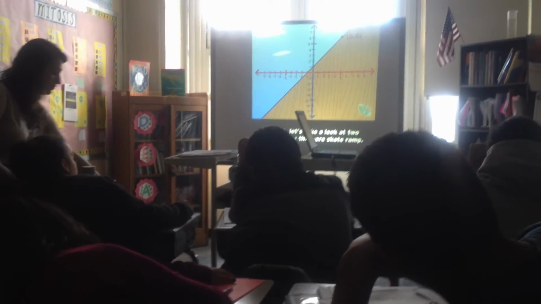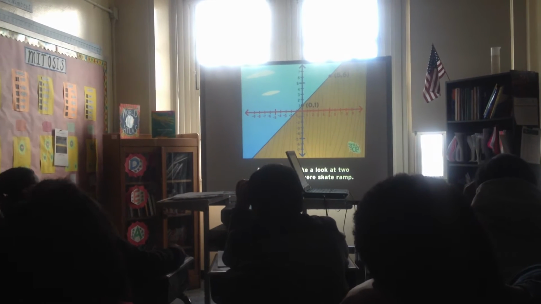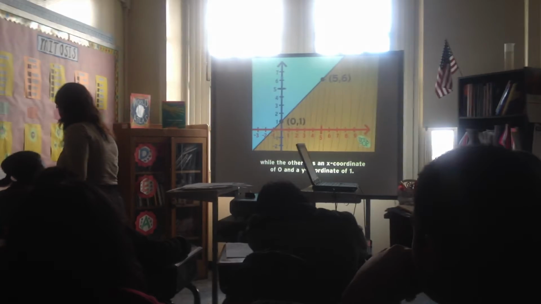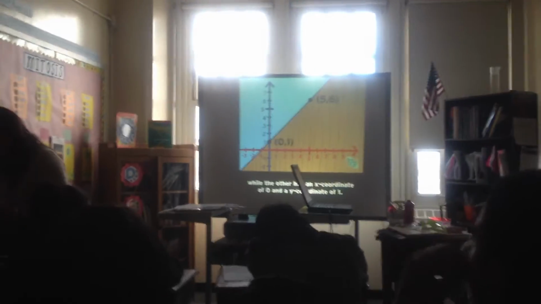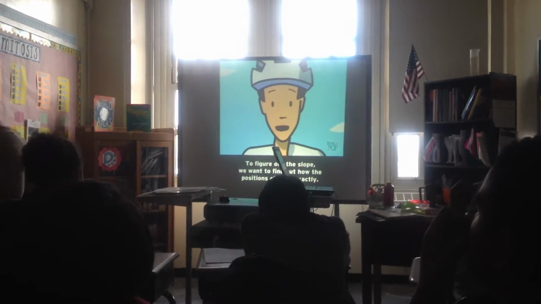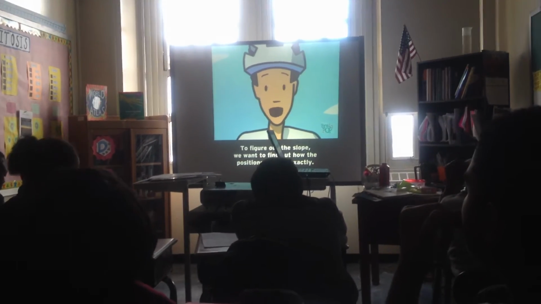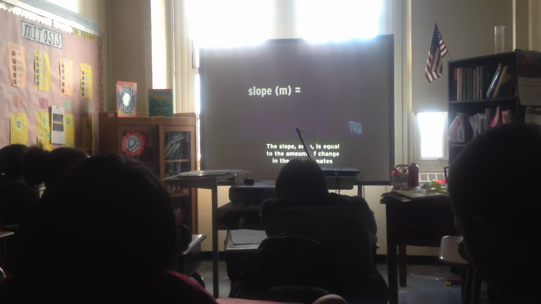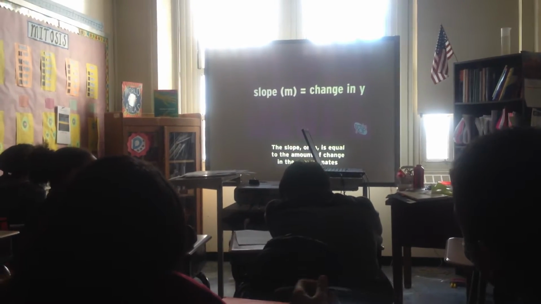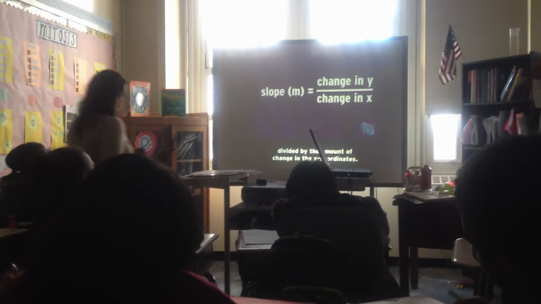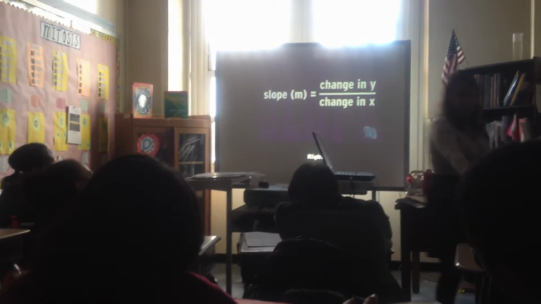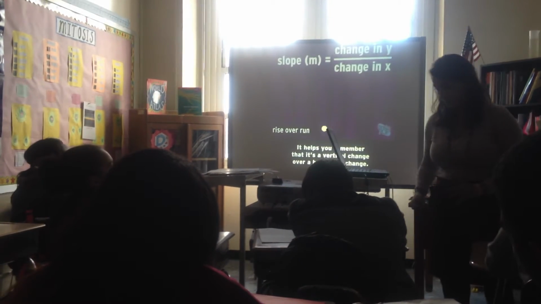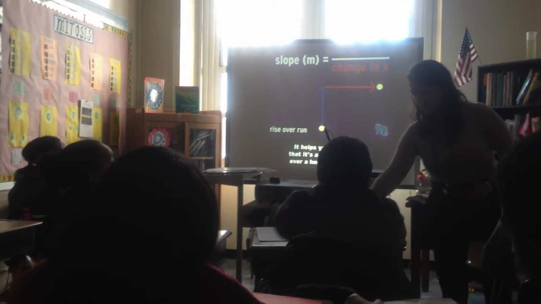Alright, let's take a look at 2 points along this here skate ramp. One point has the x-coordinate 5 and the y-coordinate 6, while the other has an x-coordinate of 0 and a y-coordinate of 1. To figure out the slope, we want to find out how the positions change exactly. The slope, or m, is equal to the amount of change in the y-coordinates divided by the amount of change in the x-coordinates. Right. Some people call that rise over run. It helps you remember that it's a vertical change over a horizontal change.